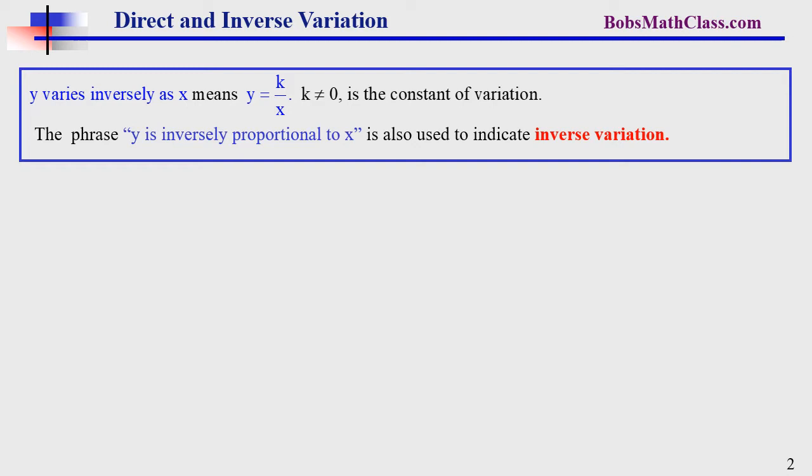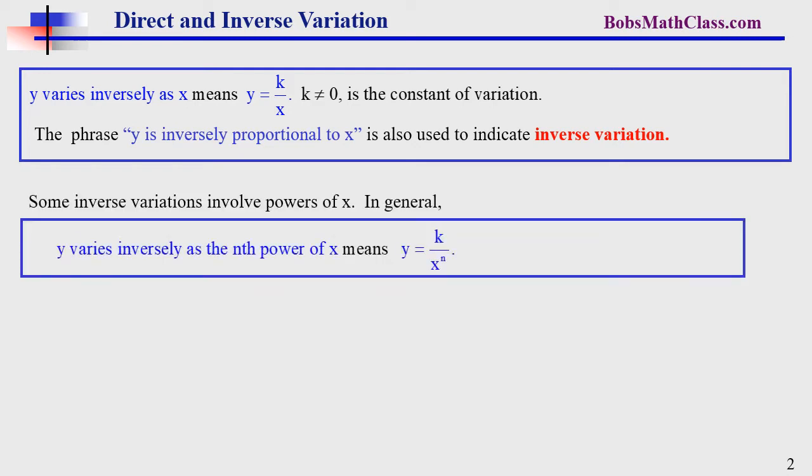We could also use the phrase y is inversely proportional. So again, it's that word inversely that tells you to put the letter that follows it in the denominator. If the word inversely is not there and it just says proportional, then we're talking about a direct proportion. We're using directly instead of, this one is inversely. So this is our inverse variation. Again, we could also use other exponents. Y varies inversely as the nth power of x translates to y equals k all over x to the power n.